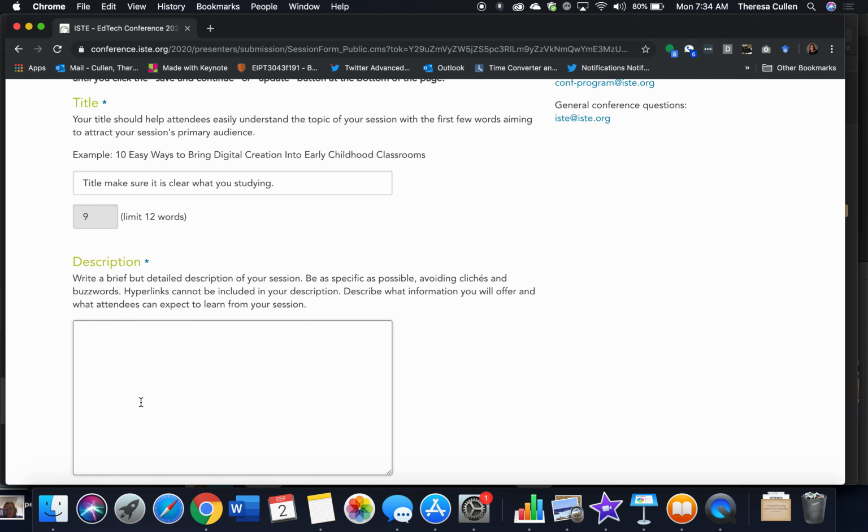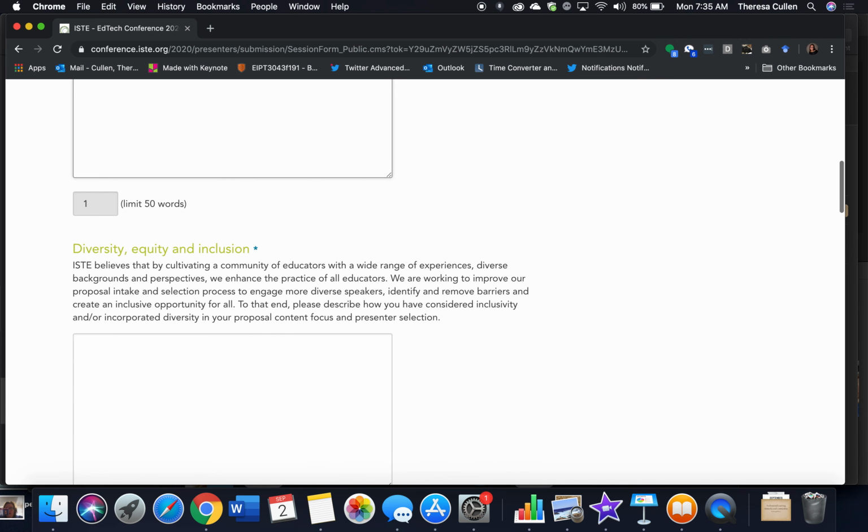Under description, you're going to write a brief but detailed description of your session. This is what's going to appear in the program, so make sure that you give enough details and talk about the audience that you did your research with. So I'm just going to write the word details, so let me move on.